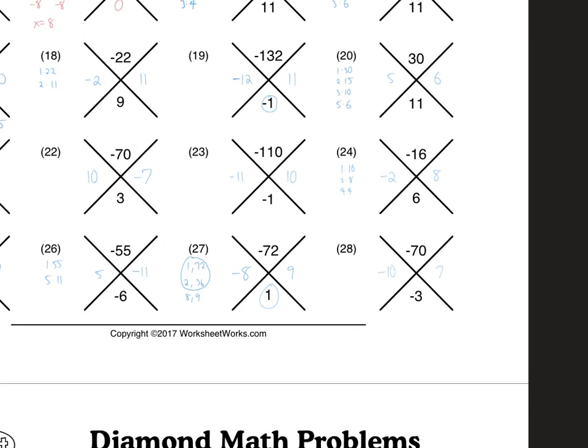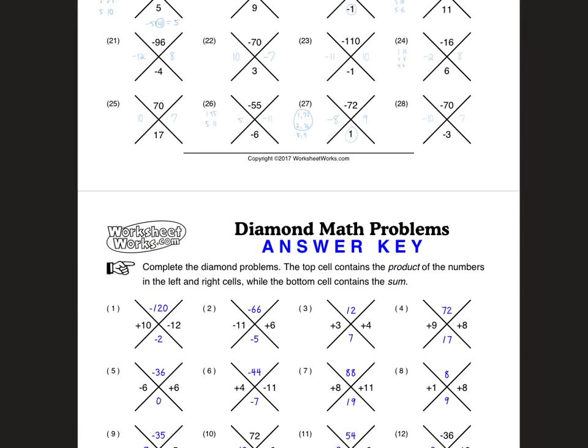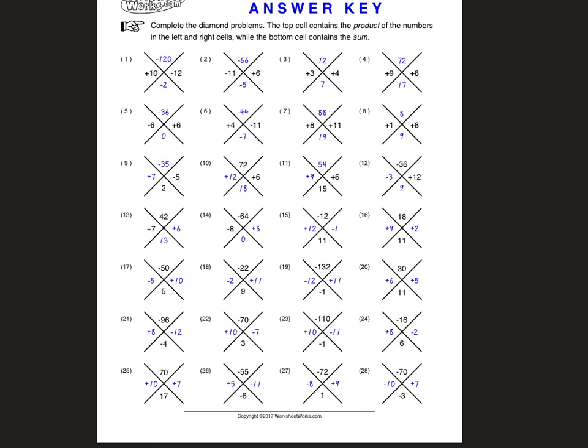Let me zoom out so you can see everything. Hopefully you can see that okay. Actually, I'm going to scroll down here so you can see the answer key a little bit better, okay? All right, so that is how we do diamond factoring. That's going to be very useful for factoring.